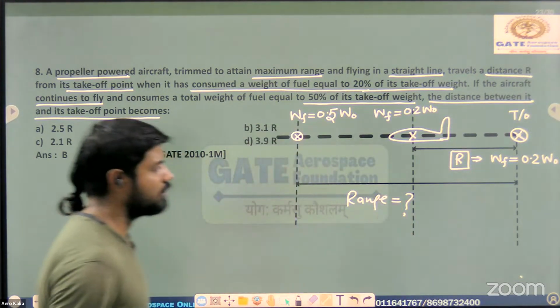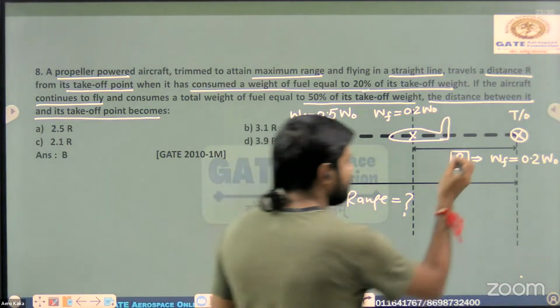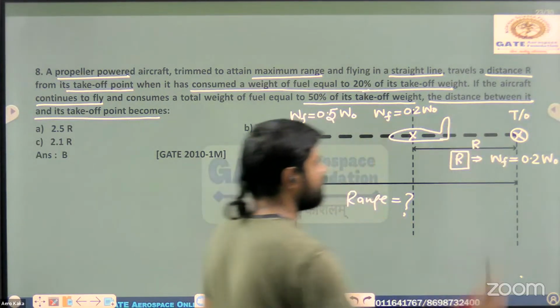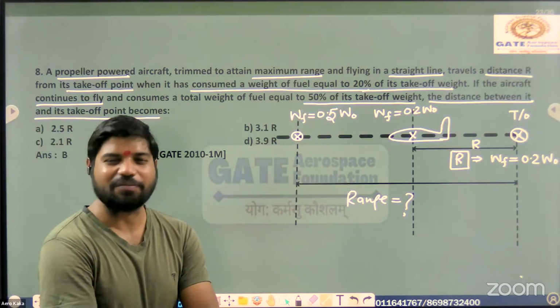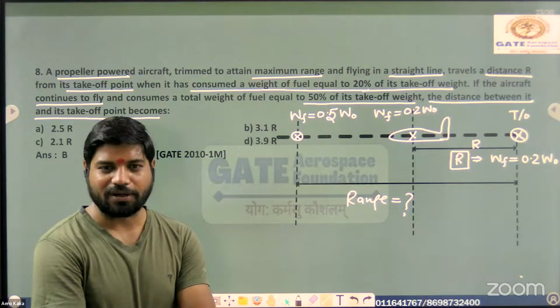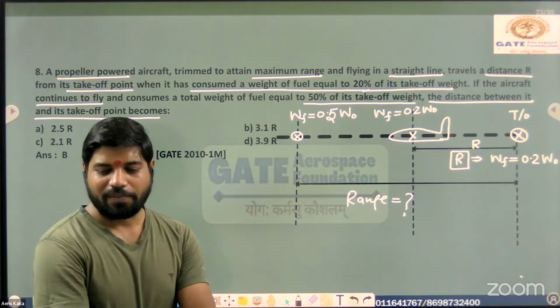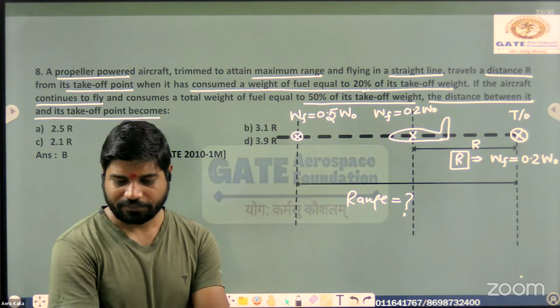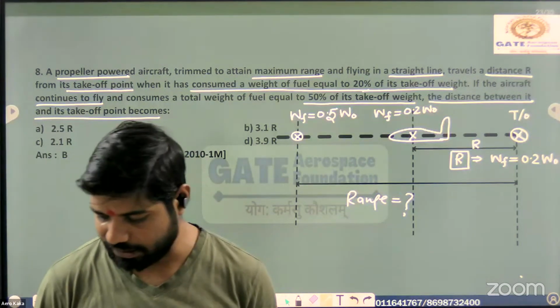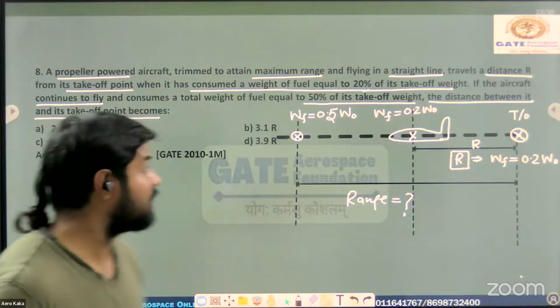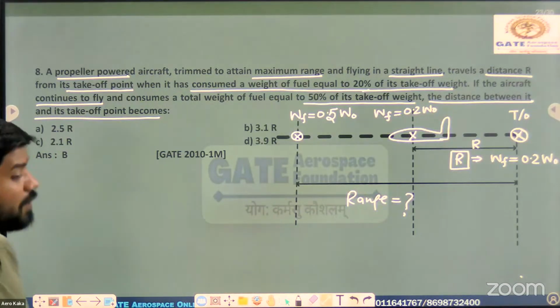Are you getting this one? Hello, Prabhuji. So what is given here? They are saying this range is capital R. So what can you do here? Anyone? It's a very straightforward question. Right? Hello? Am I audible or not? Yes, sir. So what is the range formula for a jet engine aircraft? Which aircraft is this? It's a propeller powered aircraft.